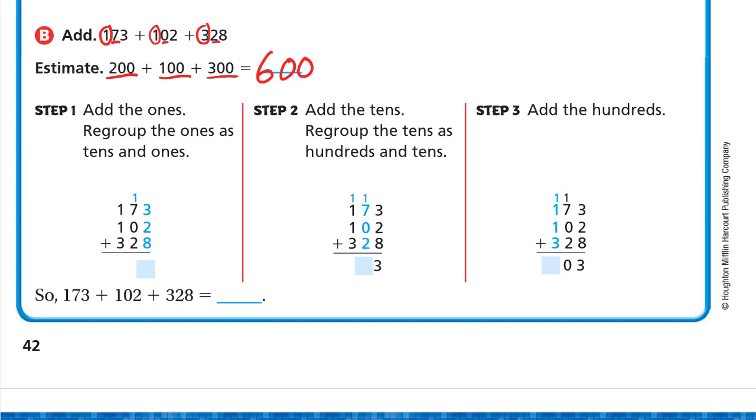Okay, now let's add it in 1 step. So 173 plus 102 plus 328.